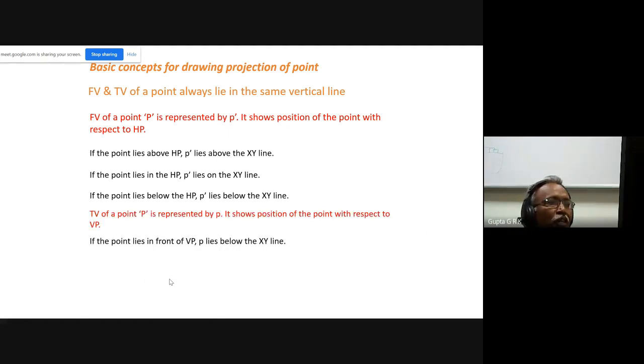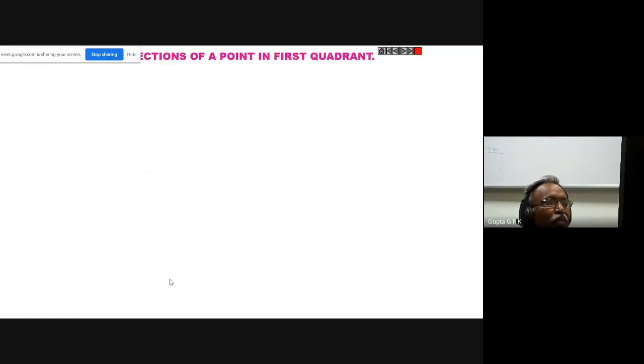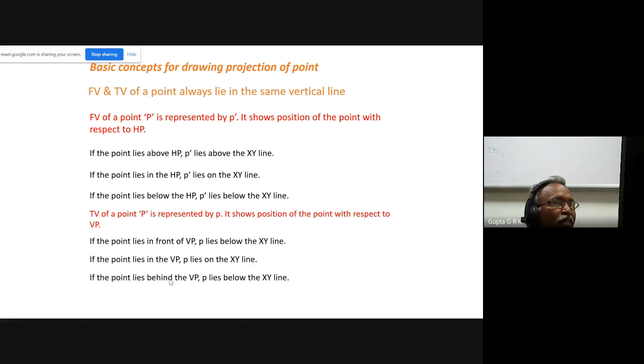The top view of a point P is represented by small p. It shows the position of the point with respect to VP. If the point lies in the VP, p lies on XY. If it is in front of VP, it is below the XY line. And behind VP, something is wrong, right? Behind VP, it must be above the XY line. There is a mistake here.